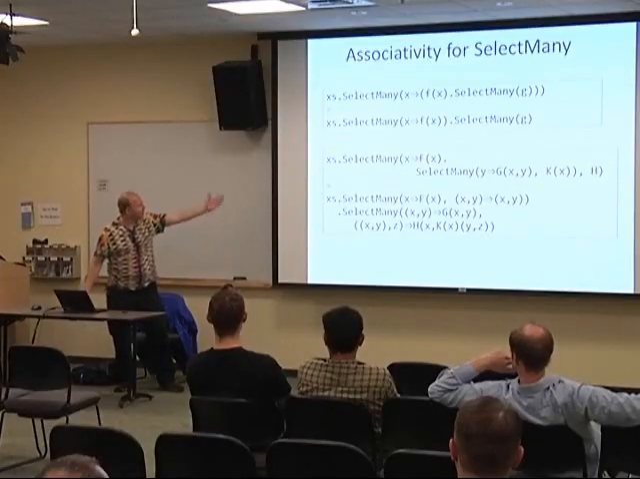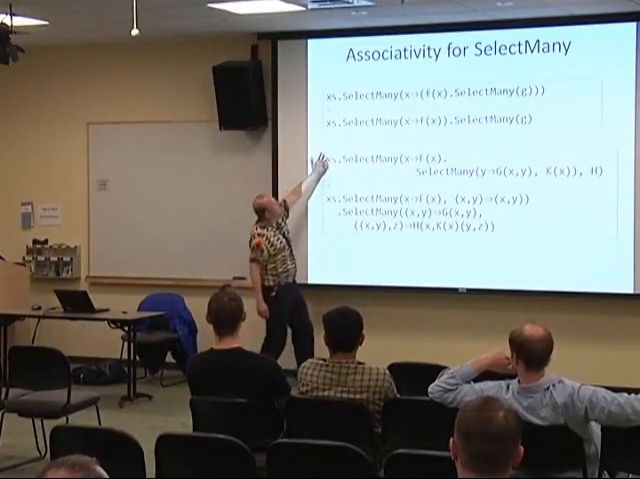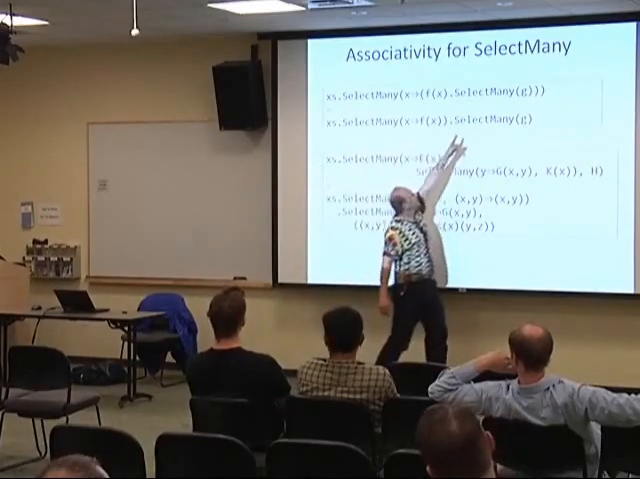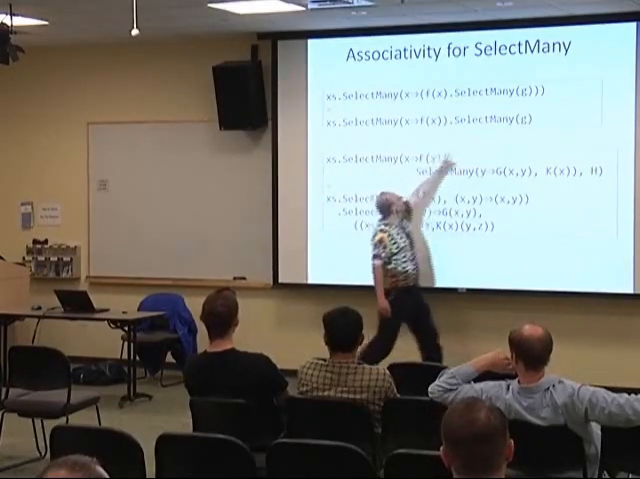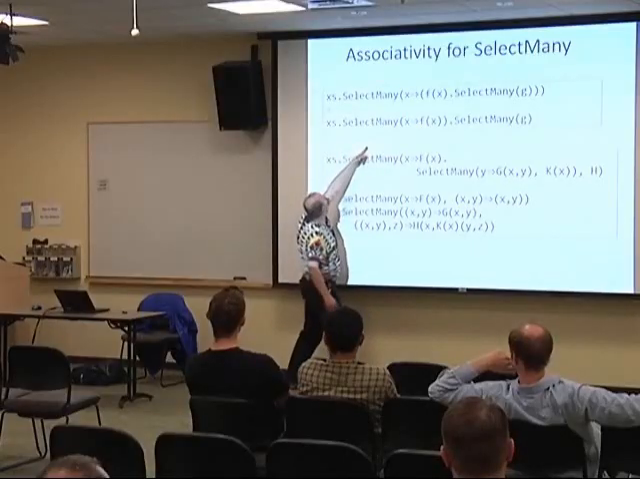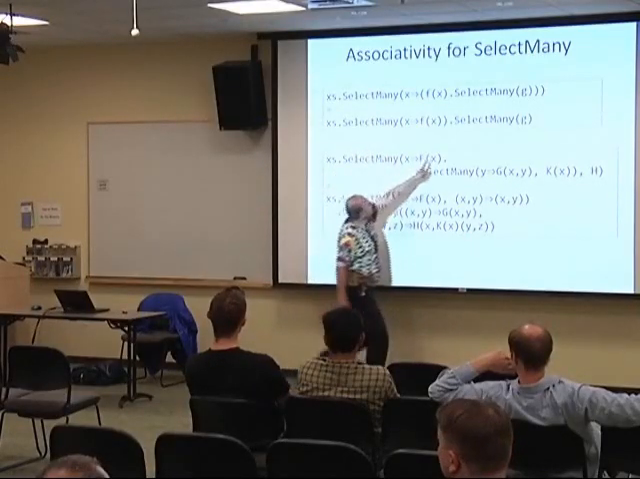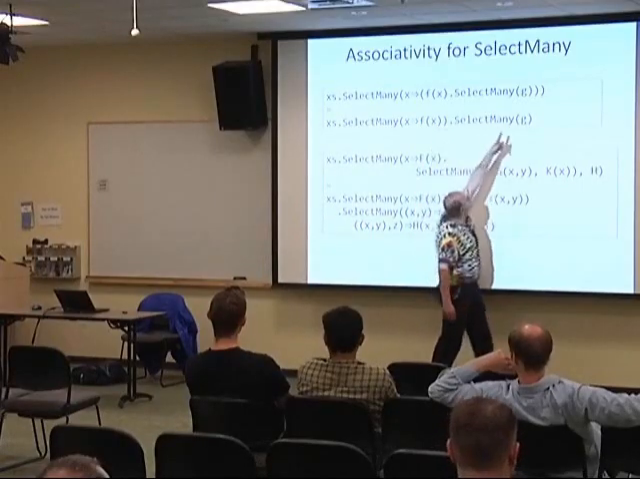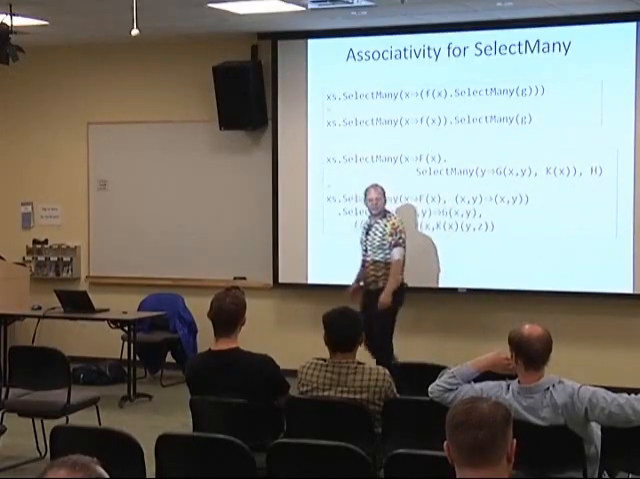And all these laws look familiar. This one shows if I have a CrossApply with a nested CrossApply in there, I can rewrite that as a CrossApply followed by a CrossApply, if that variable, the correlated variable, doesn't appear in the inner query.